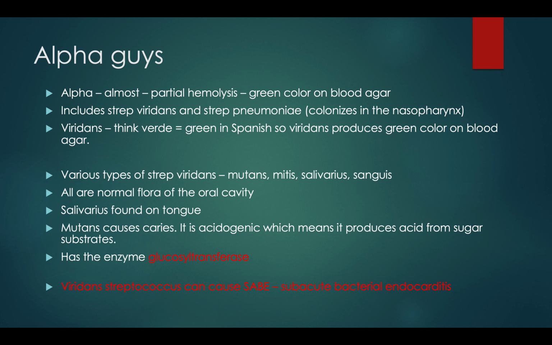Salivarius is found on the tongue. This is asked sometimes, so better remember it. Streptococcus salivarius is found on the tongue. Mutans is the one which causes caries. That is, it is acidogenic, which means it produces acid. We talked in the previous slide. You get glucose, it's gonna eat up those glucose and throw up some lactic acid, and that's how caries are formed. And it's got the enzyme glucosyl transferase.